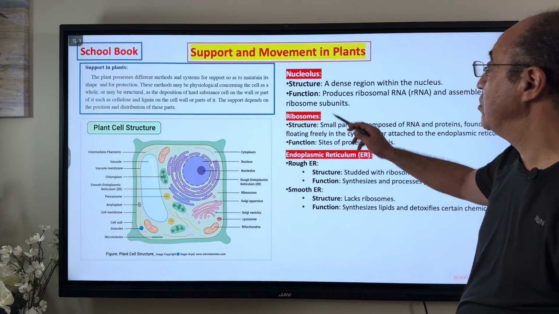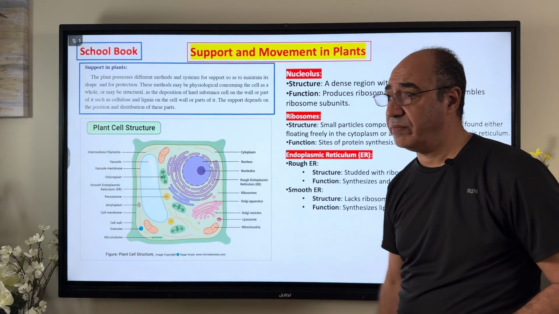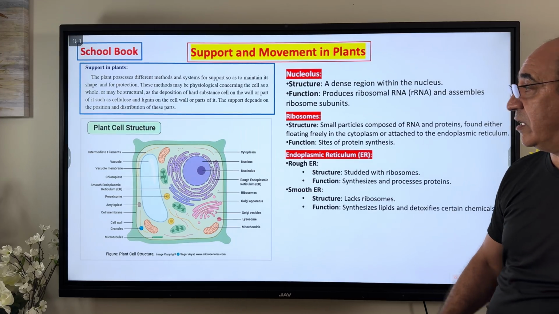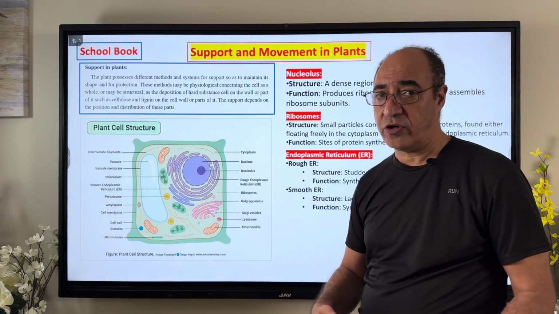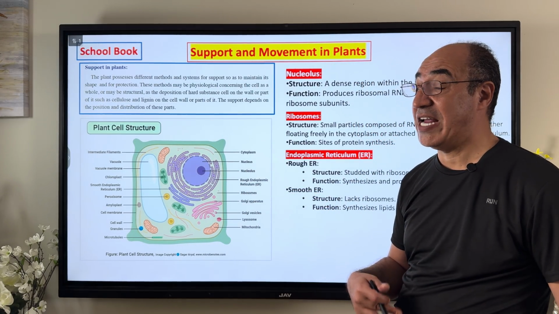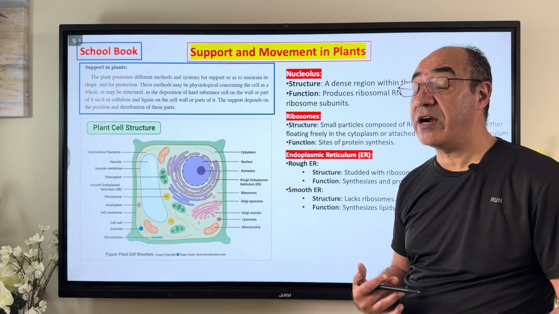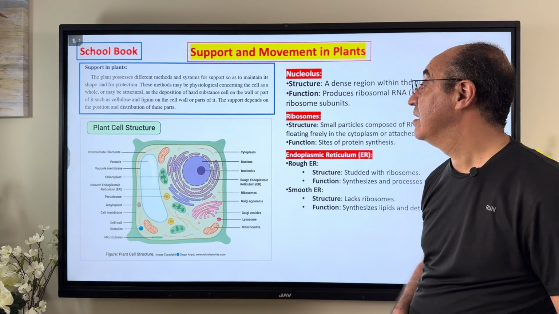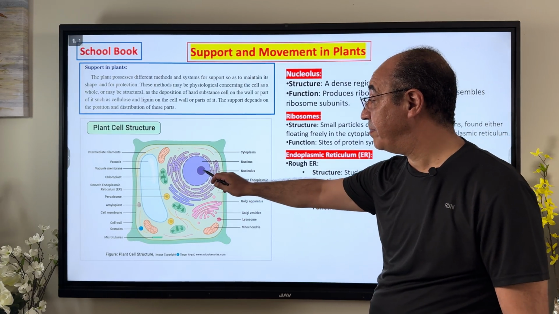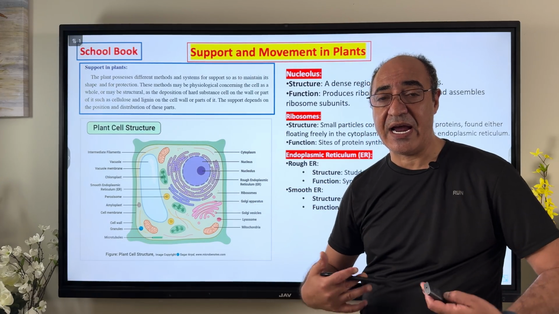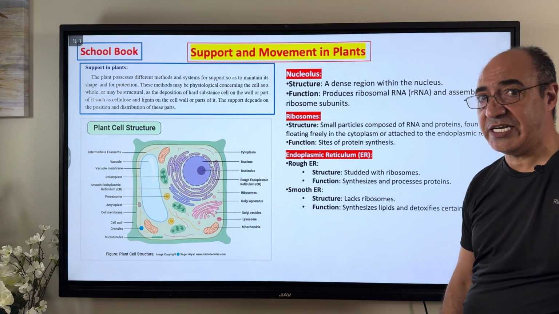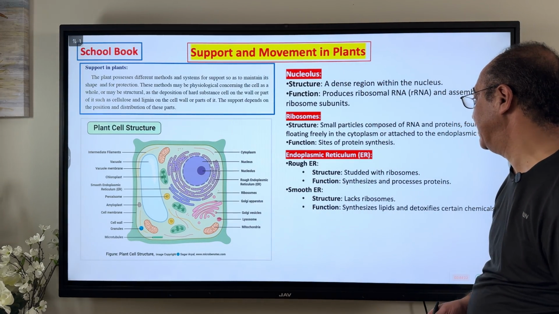Of course, we also have the nucleolus. This is where the ribosomes are assembled. This is where the machineries that are important for translating RNA into proteins are built up, and then they're exported to the cytoplasm where they carry out the process of translation. Again, we'll talk about that in more detail.